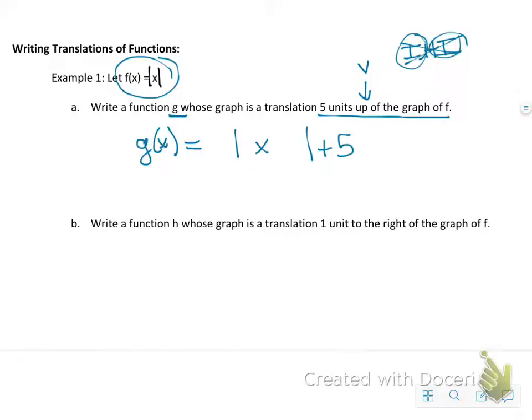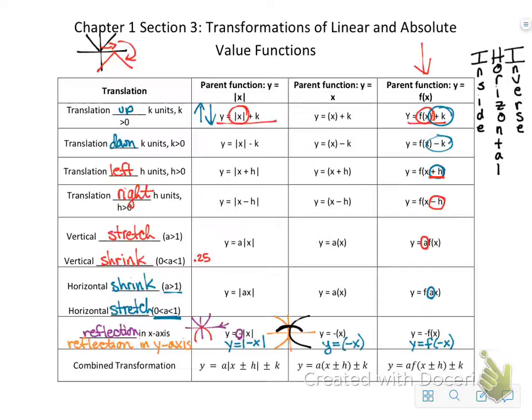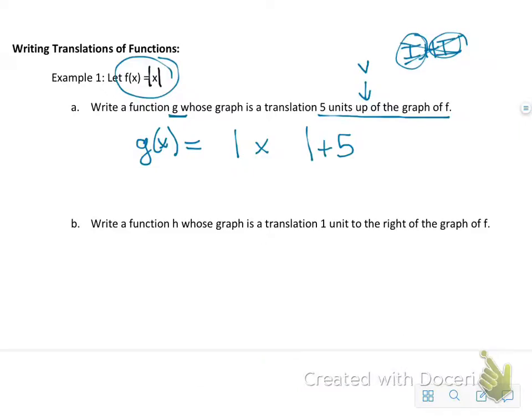Now, if you were to look at your table, so let's go back to our table, you would see that plus k is the up, because that's that first line. Up is a plus k on the outside. That supports exactly what we just did. Now that's the only description, so we're done. So if you wanted to condense that to make it closer together, you'd write g of x equals the absolute value of x plus 5. It didn't change anything, I just moved it closer.